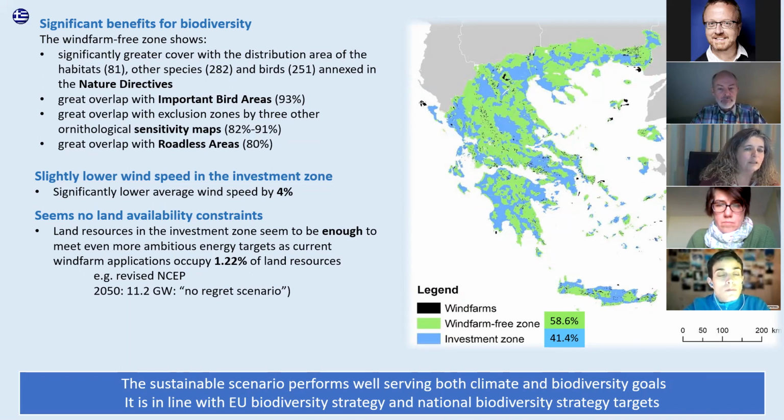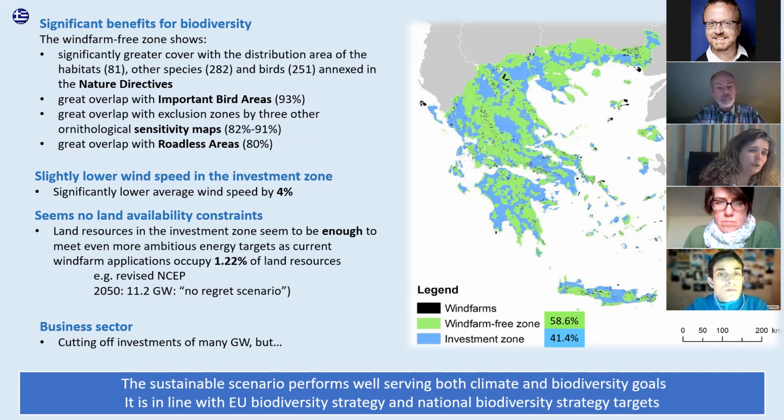So it is very probable that the scenario can meet more ambitious energy targets, such as current wind farm applications, and meet the targets in the future of 2050 or the revised energy plan of the government, under the new increased demand by the Commission to have even more ambitious targets. And of course, for the business sector, at first sight, it cuts investments of many gigawatts. So it's going to be negative at first sight for the business sector.